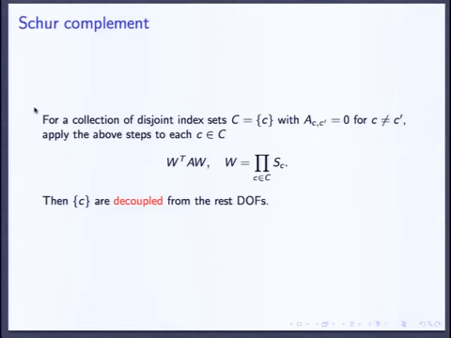And for each C, we can carry out this Schur complement calculation. And at the end, we'll have this matrix, which we denote by W transpose A W, where W is essentially the product of the S matrices that I introduced earlier here. Okay? And if we carry out this calculation, at the end, if you take a look at this matrix W transpose A W, all the members, all the degrees of freedom in C will be decoupled from the rest of the degrees of freedom.